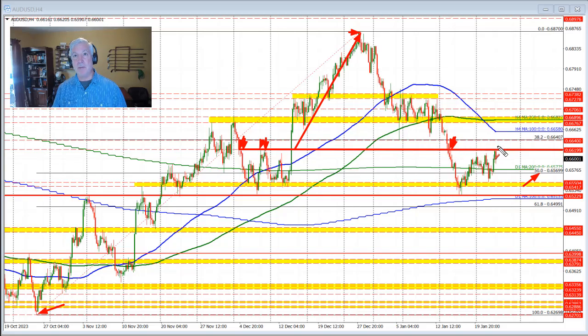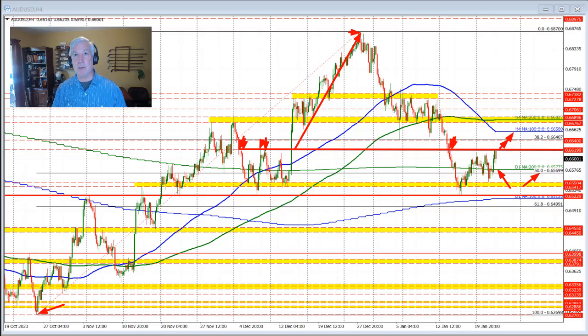But if we do break above it, then we'd have traders looking toward the 38.2% retracement, and then toward the falling 100 bar moving average on the 4-hour chart at 0.6658. Conversely, you don't want to see the price move back below the 200-day moving average. That would just be a no-no from a technical perspective. So keep that level in mind.